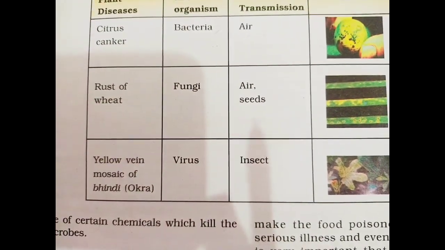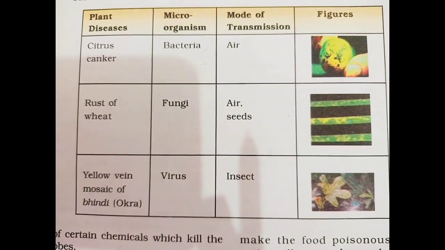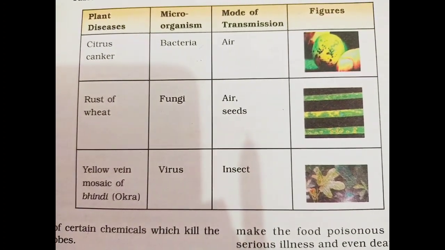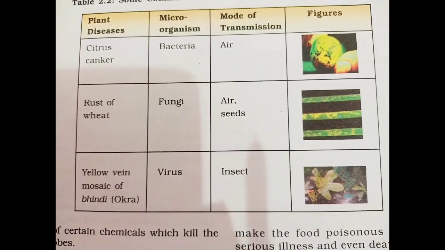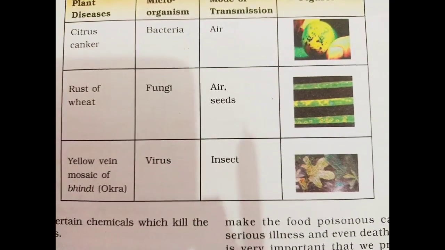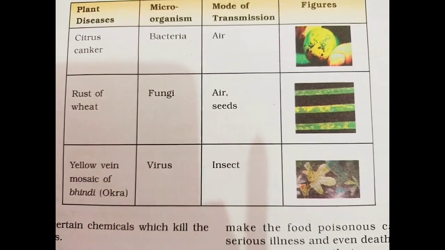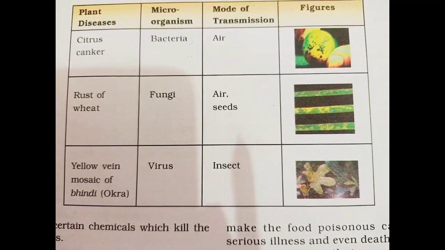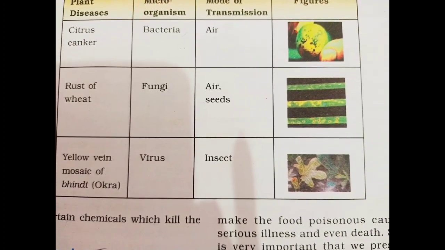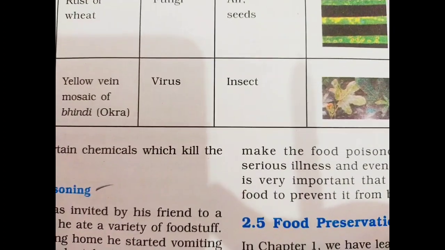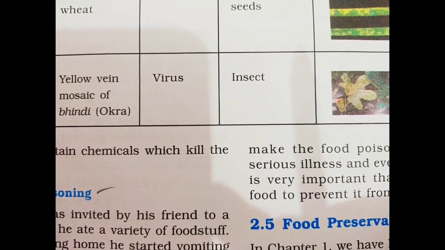Okay, now the rust of wheat is caused by fungi. Fungi is the causative microbe and causes rust of wheat. Rust means like the rusting of iron. Similarly, the rusting of plants, especially the wheat plant, causes powdery stems and powdery grains. These fungi damage the grains. Okay, now the mode of transmission is air and seeds. See the picture.